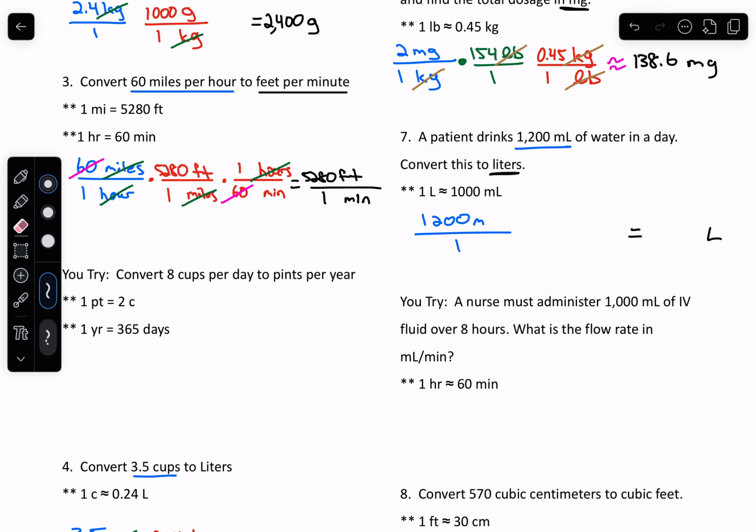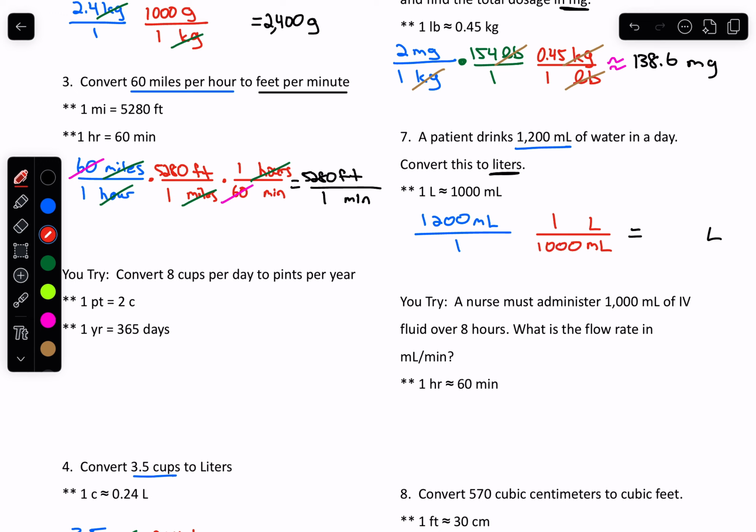And I'm going to go ahead and use the big L for liters instead of my fancy cursive L. Now in the middle, we just have to convert. We need the milliliters on top to cancel, so I'll put milliliters on bottom. And we want to end with liters, so I'll put liters on top. And we have the proportion that 1 liter is approximately 1,000 milliliters.